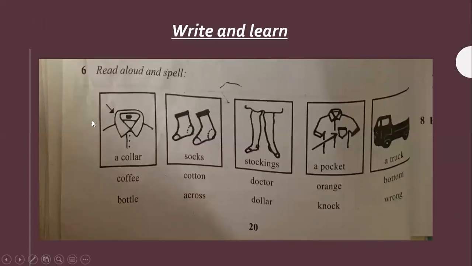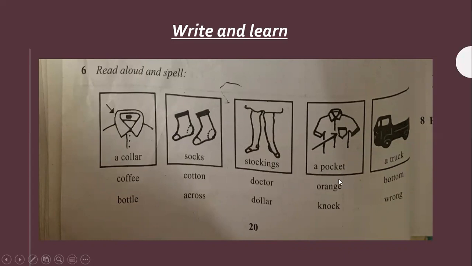Next we have exercise 6, and this is read aloud and spell. You have to write this also in your notebook and learn it for the dictation. These are very easy spellings. Many words you have already learned in the previous class. Let's read this. A collar. What is this? This is called a collar. Socks. Stockings, a kind of long socks. We call them stockings.